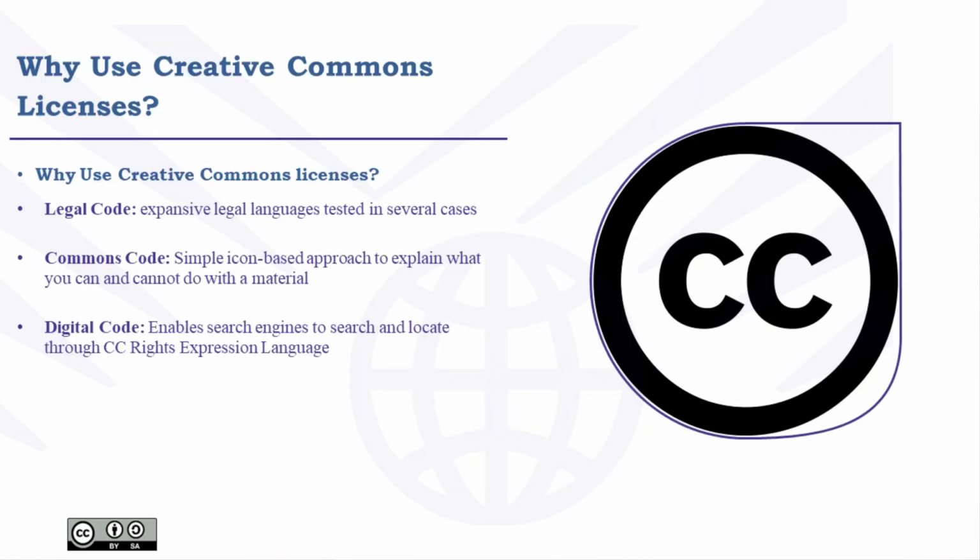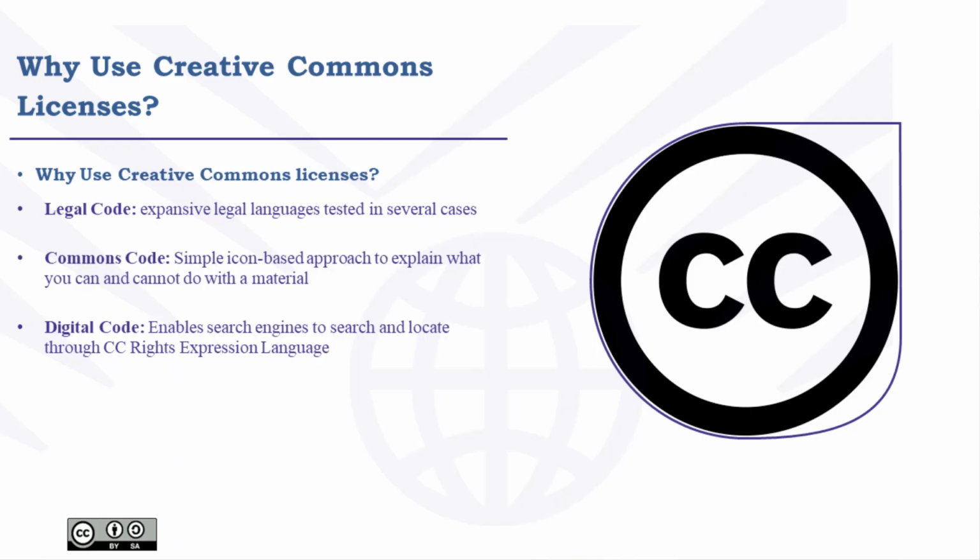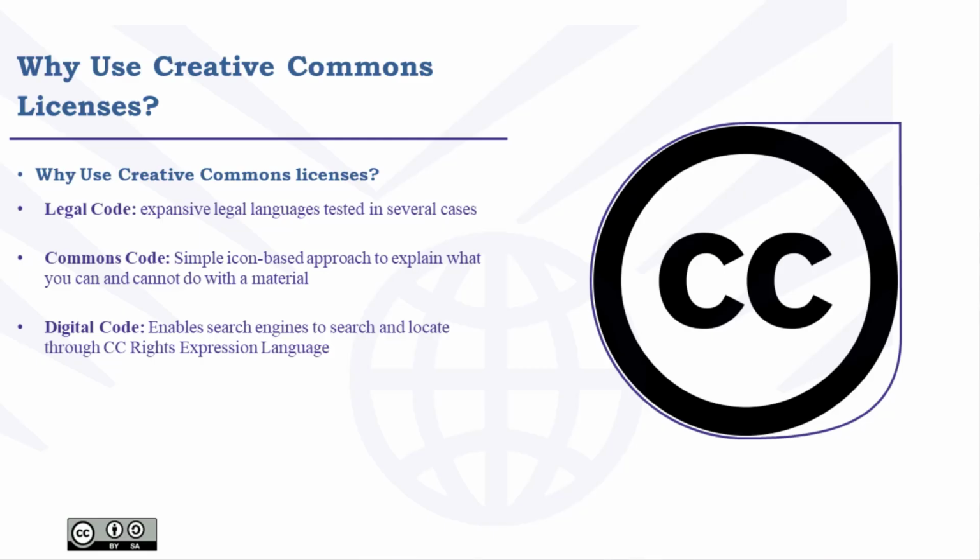Why use Creative Commons license? I'm going to give you three reasons why Creative Commons license is accepted. The legal code: it has an expansive legal language tested in several cases. Secondly, the common code: for the fact that it has a simple icon-based approach to explain what you can and cannot do with the material, which makes it very easy to understand. And the digital code, which enables search engines to search and locate through Creative Commons rights expression language.